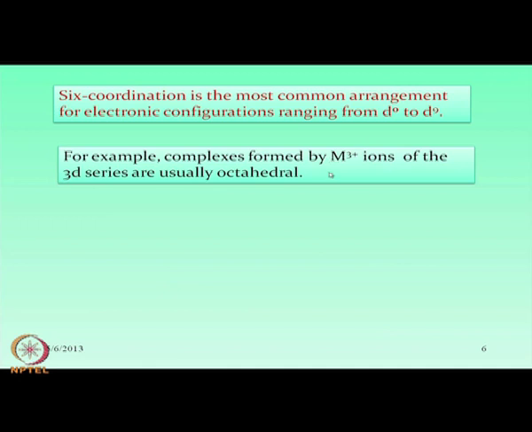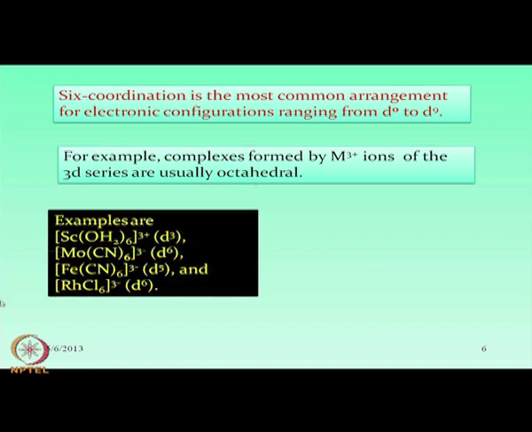Further examples are complexes of metal ions in the trivalent state in the 3d series, which are usually octahedral. So, if we have iron in the trivalent state or cobalt in the trivalent state, all will prefer a coordination number of 6 in octahedral geometry. Some more examples apart from iron or cobalt fall within the range of d0 to d9, but they are d3, d6, d5 and again d6.